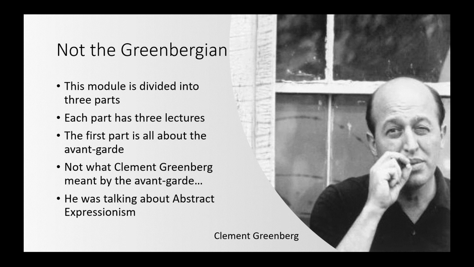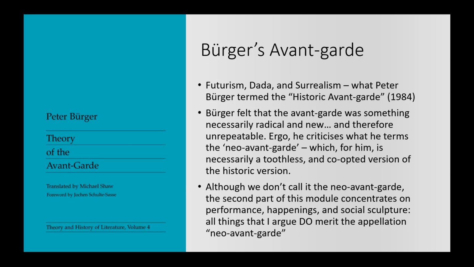And he was very influential on art history. I am not talking about what he means by avant-garde at all in this lecture series. I'm talking about what a German theorist called Peter Berger means by avant-garde, which is Futurism, Dada, and Surrealism, pretty much. So Berger felt that the avant-garde was something necessarily radical and new. That's what avant-garde means, out front. The vanguard is a military term, meaning at the front of the army. And because it's at the front and it's making new ground, you can't repeat it.